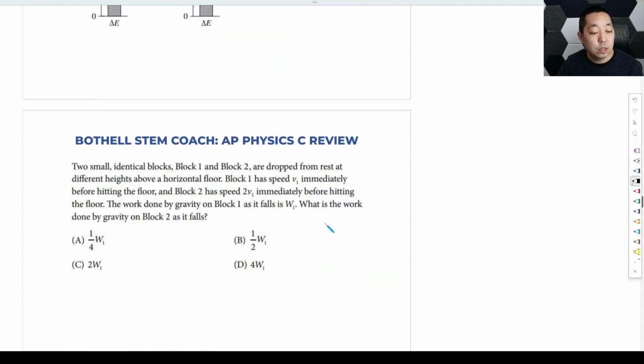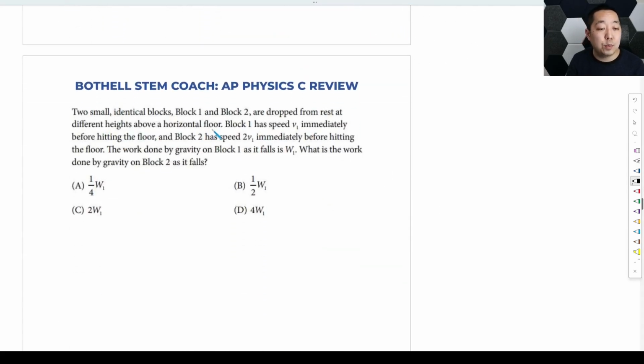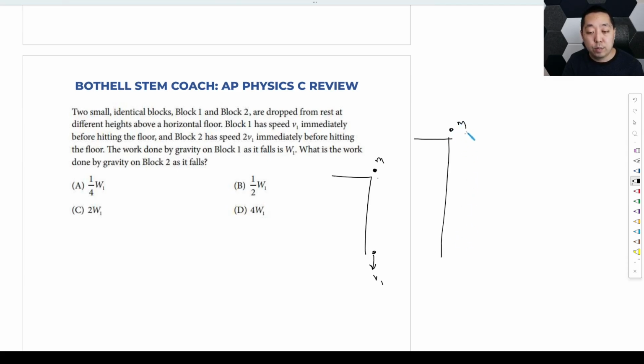Okay. Two small identical blocks, block 1 and block 2, are dropped from rest at different heights on the horizontal floor. Block 1 has speed v1 immediately before hitting the floor. Block 2 has speed 2v. Okay, so different heights, identical, the same block. This is going to drop. It's going to have v1 before hitting the floor. And then this is some different height, could be greater. It's going to have a mass. And then down here, it's going to have 2v1 before hitting the floor.